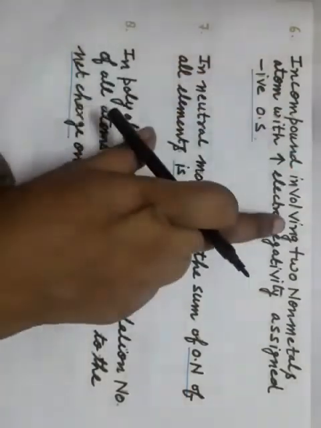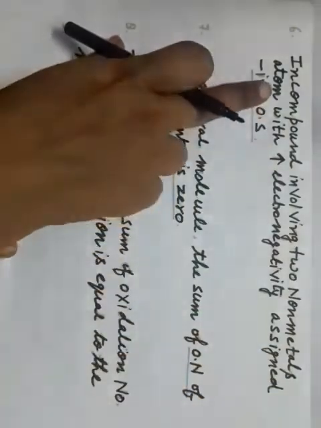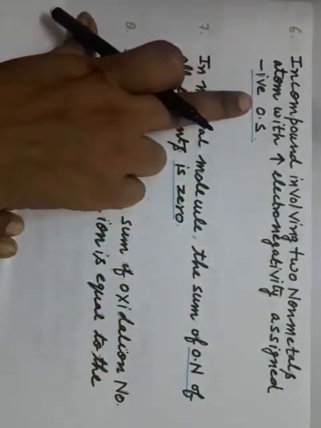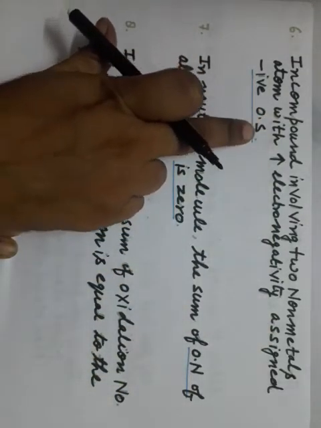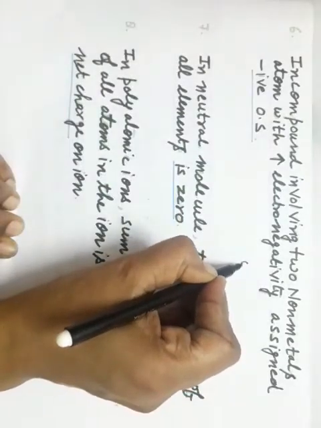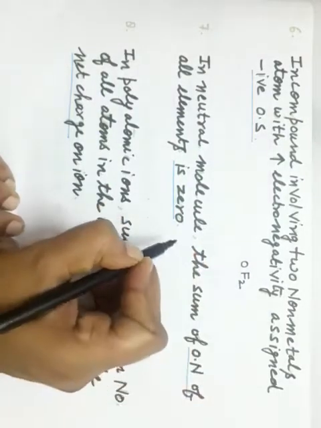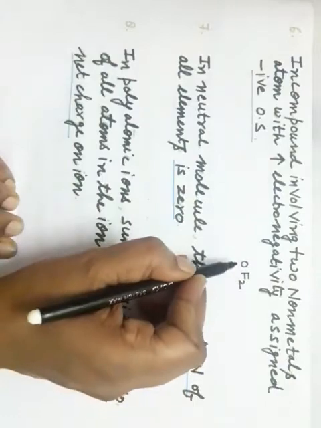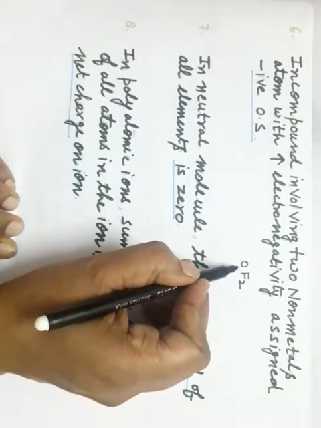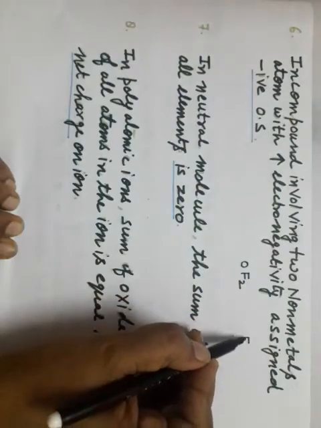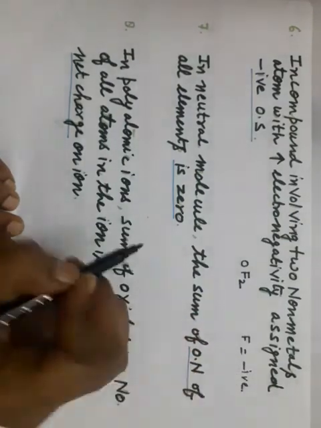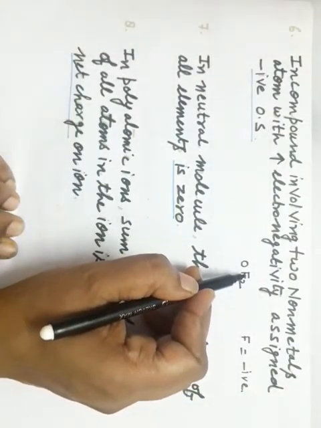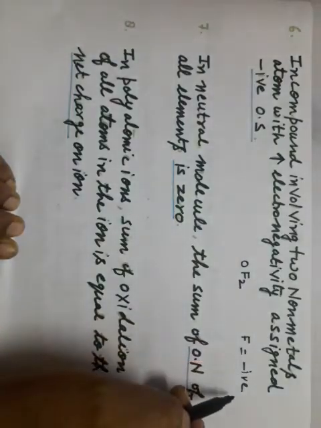In a compound involving two non-metals, the one with higher electronegativity is assigned the negative oxidation state. For example, OF2. Both are non-metals. Here oxygen is less electronegative than fluorine. At that condition, fluorine has the negative oxidation state. I am again repeating, if two non-metals are there, the element which is more electronegative has the negative oxidation state.